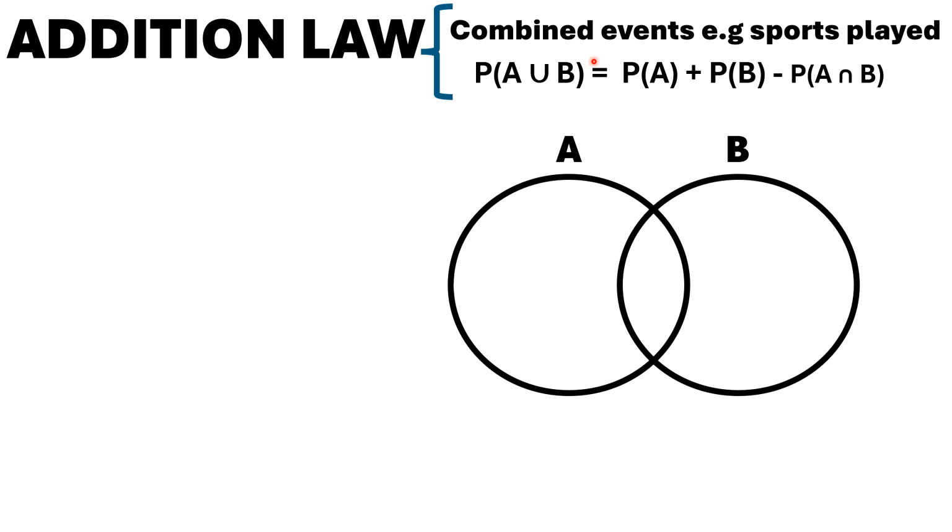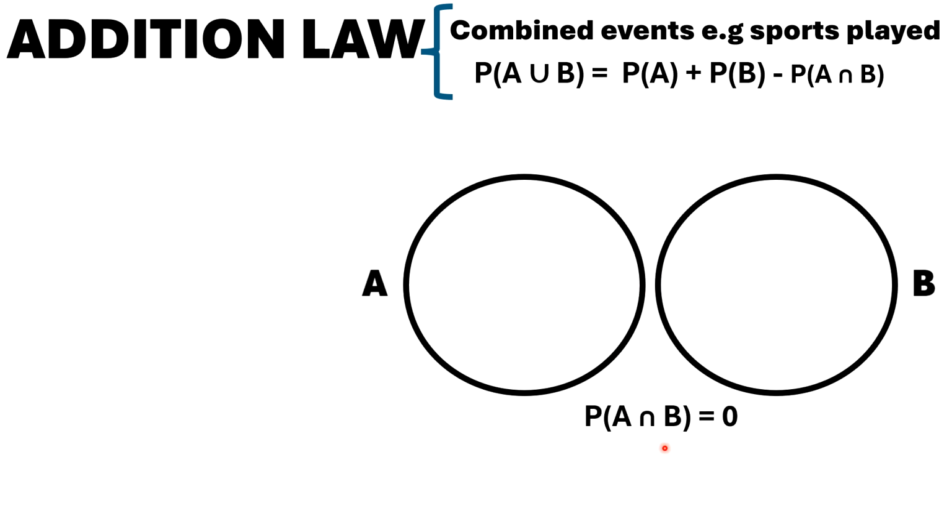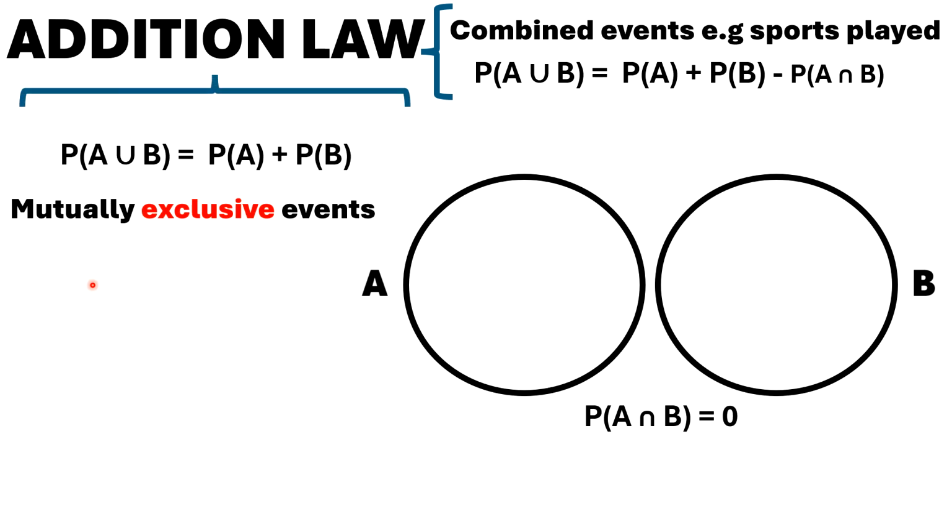So this is a combined event. This would be the formula to figure out union. Okay, so A union B equals the values in A only plus the values in B only minus the intersection between them. Now, there's cases where there's no intersection because the intersection equals 0, because these events are called mutually exclusive events. They're events that cannot happen at the same time.